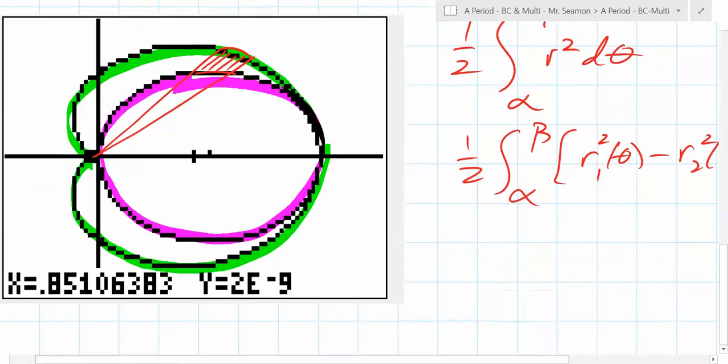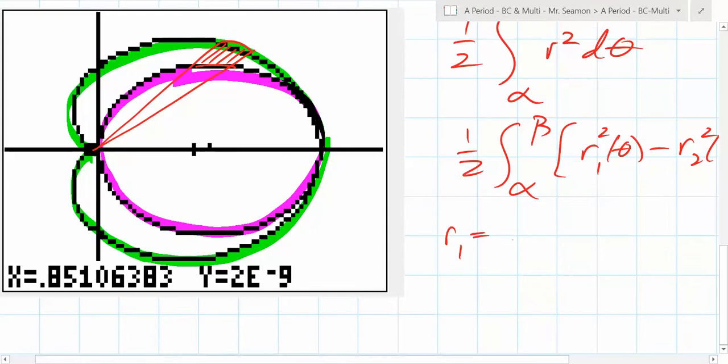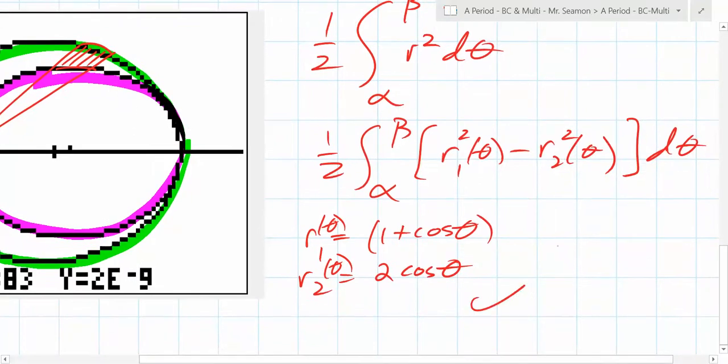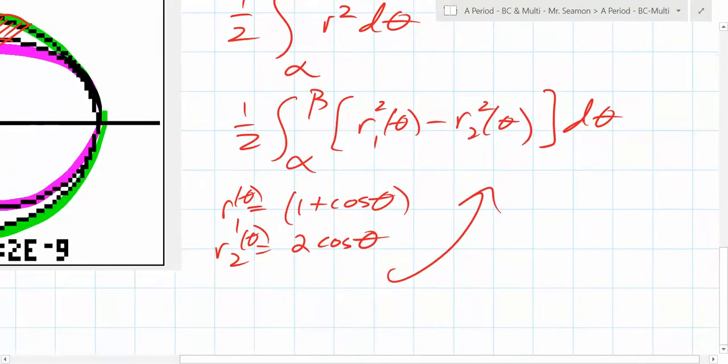So in this case, which one is R1 going to be? What is the green one? I think it's 1 plus cosine theta. And what is R2 going to be? R2 of theta. What is it? 2 cosine theta. So you take both of these, plug them in, and what's the last thing we need to determine that we haven't yet?